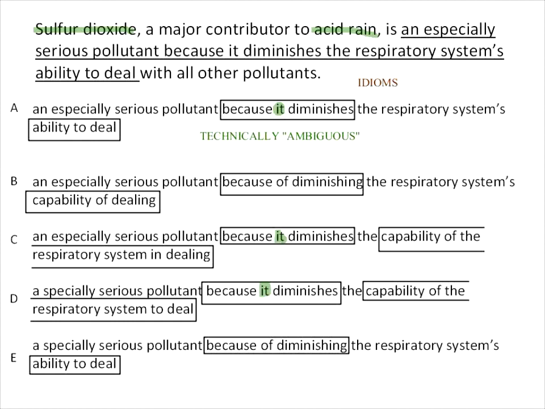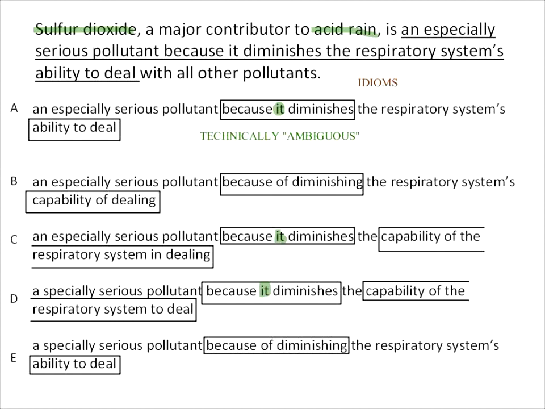In context, people go ahead and indicate in the text box, what does this stand for? I mean, what is it supposed to stand for? Is it supposed to be sulfur dioxide, or is it supposed to be acid rain?